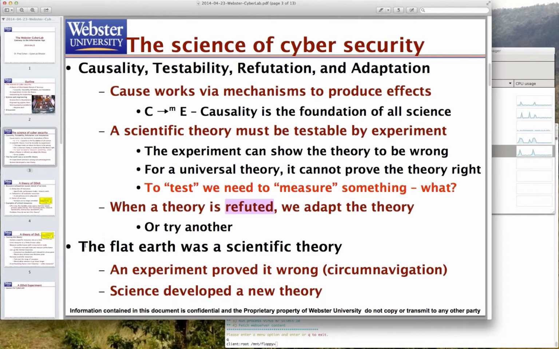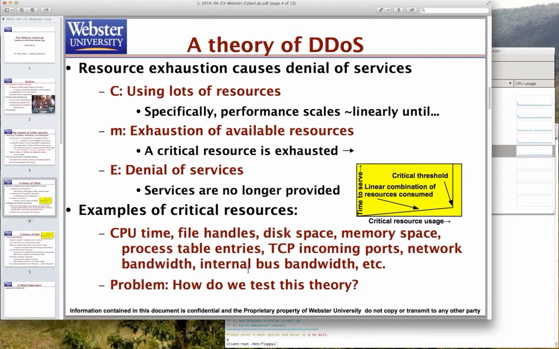And I'll give you an example of a scientific theory. That theory is that the Earth is flat. That is, in fact, a scientific theory because it meets these requirements. And there was an experiment that was done long ago that proved that it was wrong, called circumnavigation. The globe was circumnavigated. So science developed a new theory, and that's how science works.